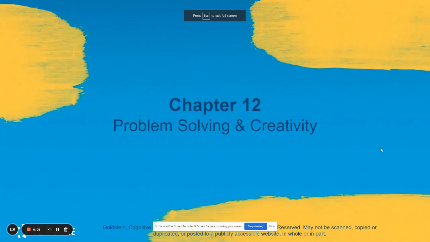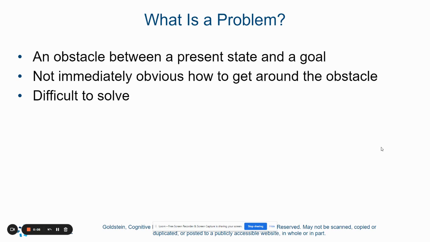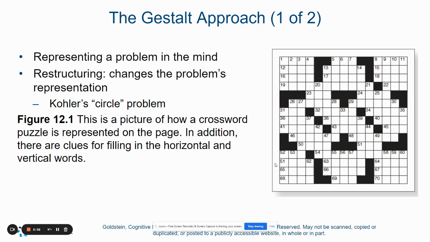Okay, so chapter 12 is problem solving and creativity. When we think about a problem, it is an obstacle, something that is in the way of us accomplishing some type of goal we want to accomplish. A problem may not always be immediately obvious to us how we should solve it or get around it. It's something that's oftentimes difficult for us to solve, so it takes some thought to figure out the best way to handle it. So there's lots of different theories and approaches to solving problems.